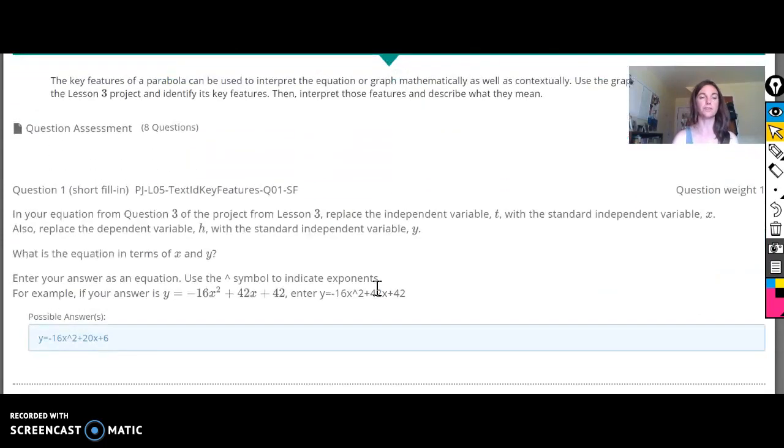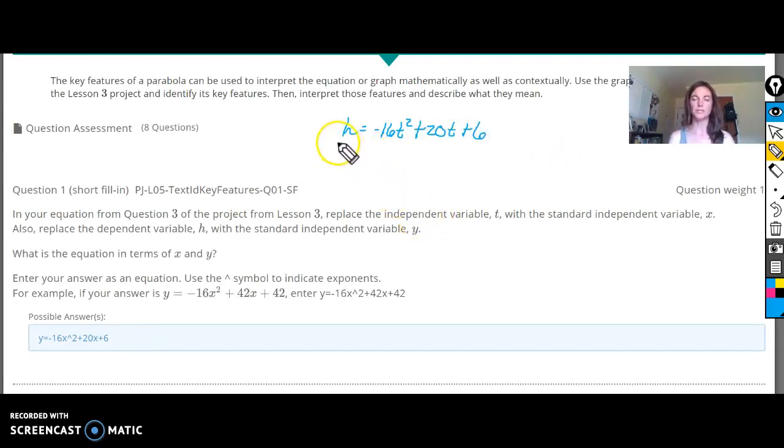Okay, so for question 1, all they're asking us to do, and we kind of already did this for lesson 4, is replace the h and the t with y and x. So if you'll recall, that equation that we came up with in lesson 3 was h equals negative 16t squared plus 20t plus 6, okay?